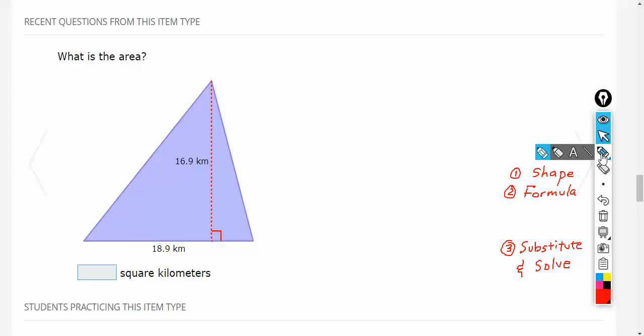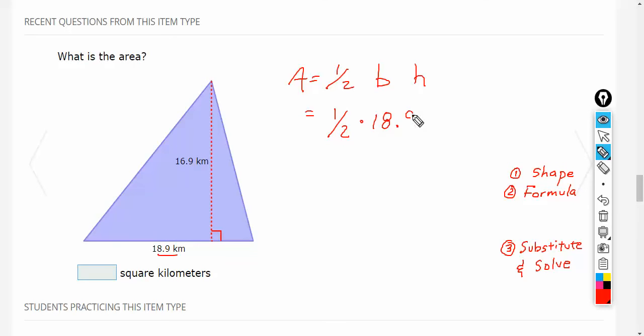So with this, all you got to do is the shape is triangle. You're going to need to have the formula, okay? Area of a triangle equals half base times the height. So here we're going to multiply half times the base, 18.9, I'm gonna put it in parens, times height, 16.9. That's a 16, a sloppy one, but that's what it is.